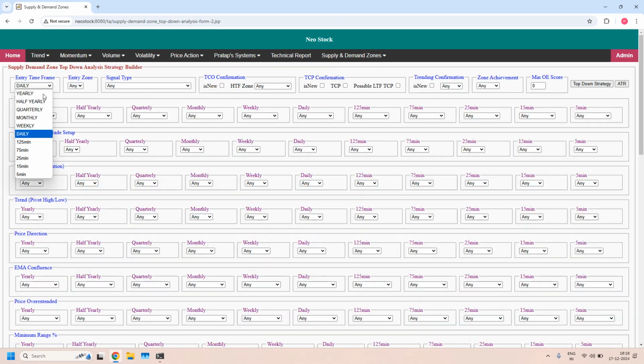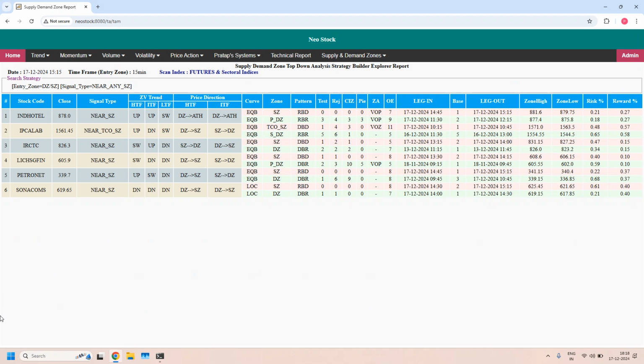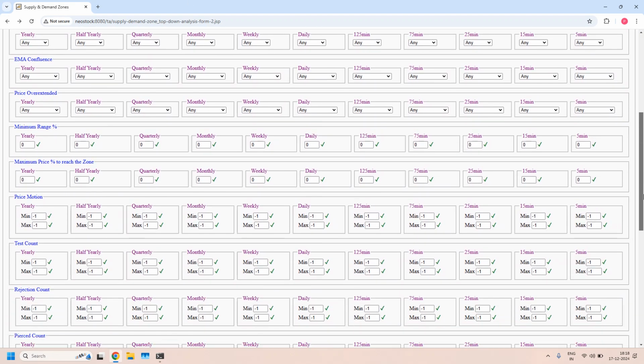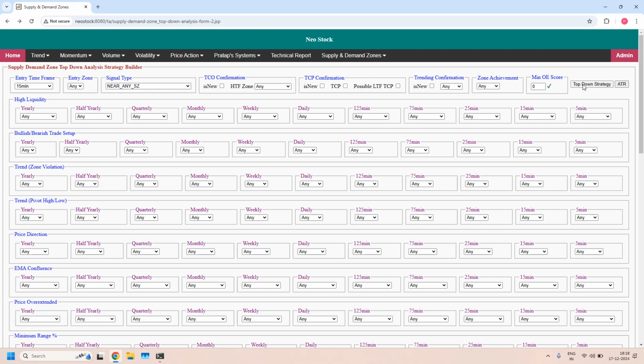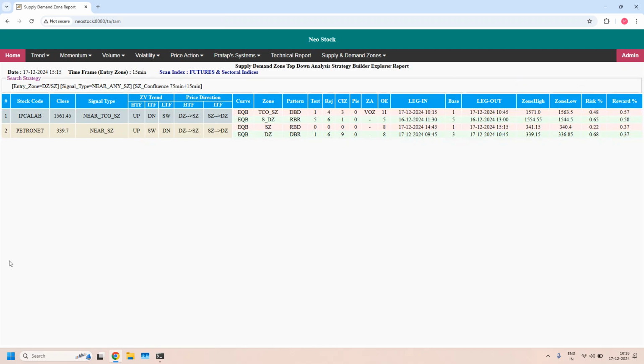Next, 15 minutes time frame. Stocks near 15 minutes supply zone. We got 6 stocks. Out of these 6 supply zones, how many are having ITF supply zone confluence? Let us filter. That is 15 minute supply zone with 75 minute supply zone confluence. I am enabling this filter. Out of 6, we got 2 stocks. These 2 15 minute supply zones are having zone confluence with 75 minute supply zone.